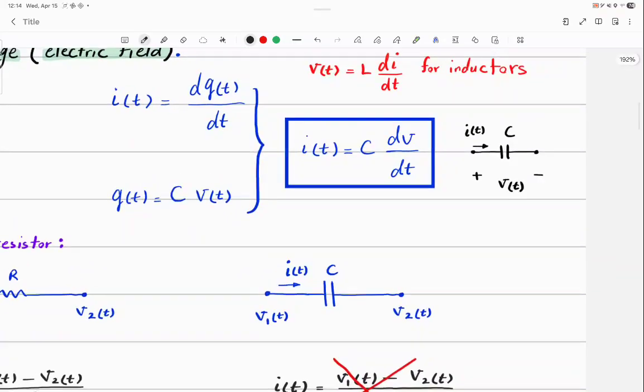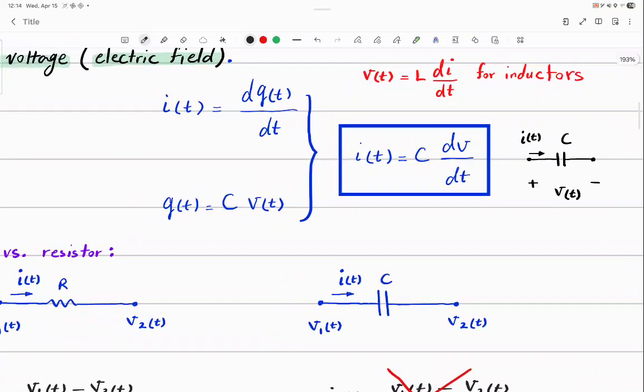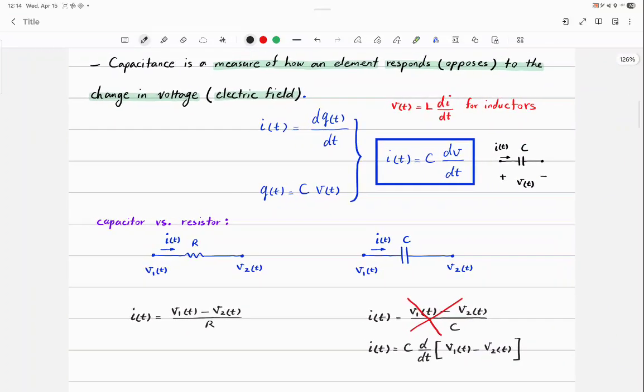One more thing I forgot to say, that this equation, the main fundamental equation of capacitance, is only valid if current enters from the positive terminal. If it enters from the negative terminal, your equation needs an extra negative sign, okay? Any questions so far?